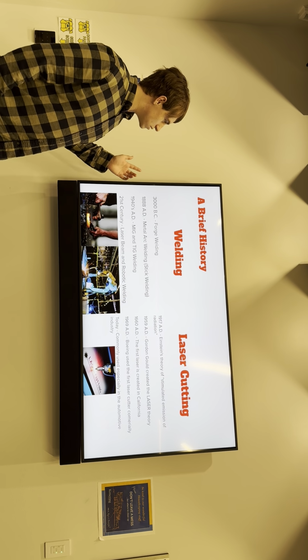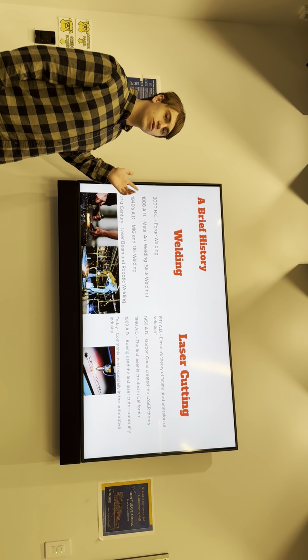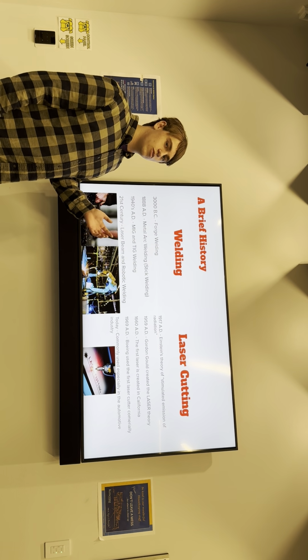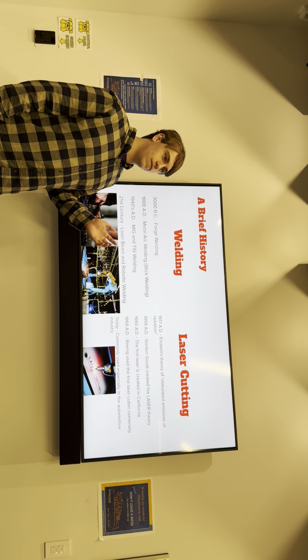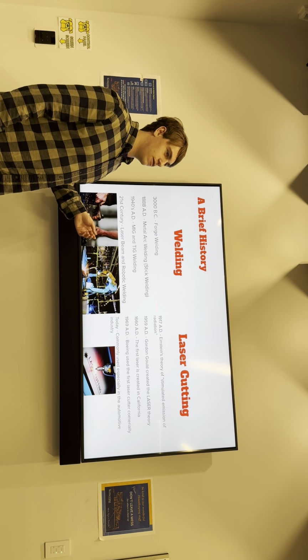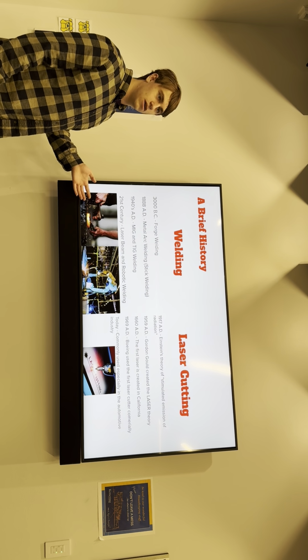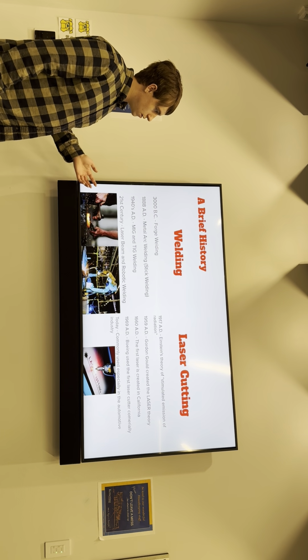So welding was actually created in about 3000 BC, where the first type of welding was forge welding, where they heat up the two pieces of metal until they're hot enough where they can smack them together and they become one. And you can see a picture down here of that process.